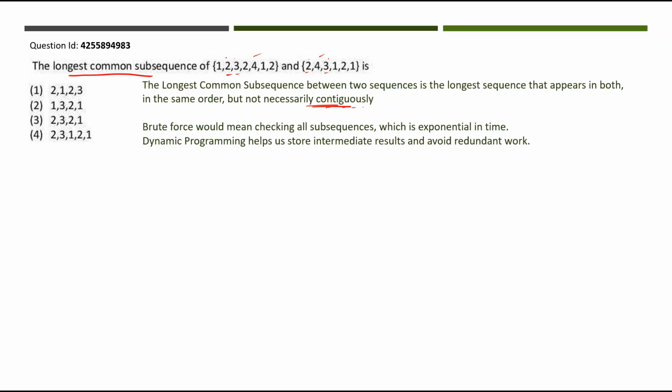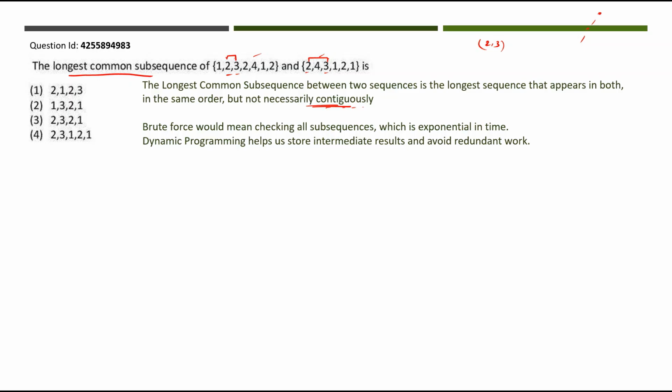Brute force would mean checking all subsequences, which is exponential in time. So we are bringing in the dynamic approach. Here, this will help us store intermediate results and avoid redundant work. Say for example, when you work for 2, 3 and 2, 3 here, you know it is a subsequence. You can store this sequence here. But in brute force, you have to keep checking all subsequences from the first. Brute force will go in a tree format.